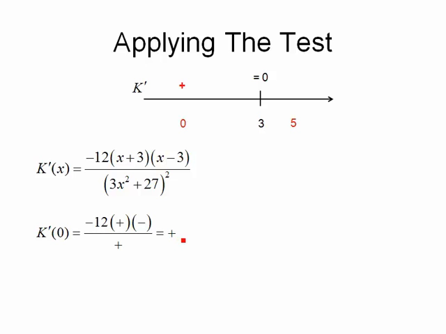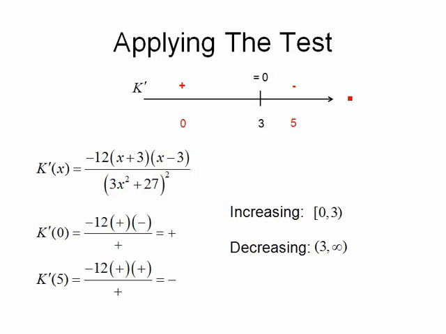Now let's check at 5. When I put 5 into each one of these factors, I get negative 12. 5 plus 3 is positive. 5 minus 3 is positive. The bottom's positive. So negative 12 times positive divided by positive is negative. So on the right-hand side of 3, we get negative. So our derivative is positive from 0 out to 3, and then negative from 3 to infinity.